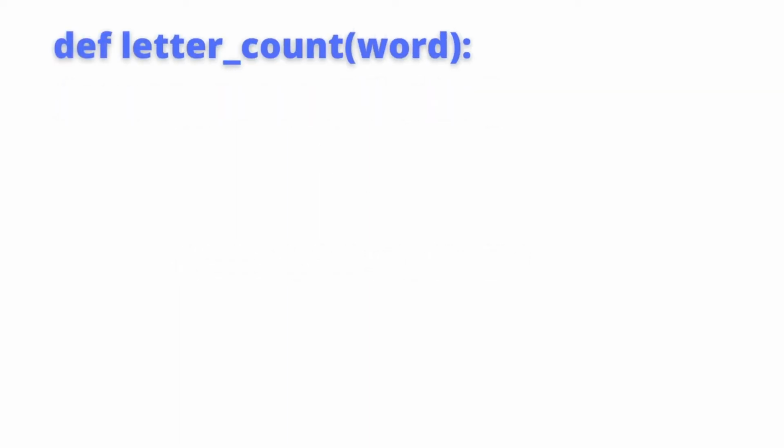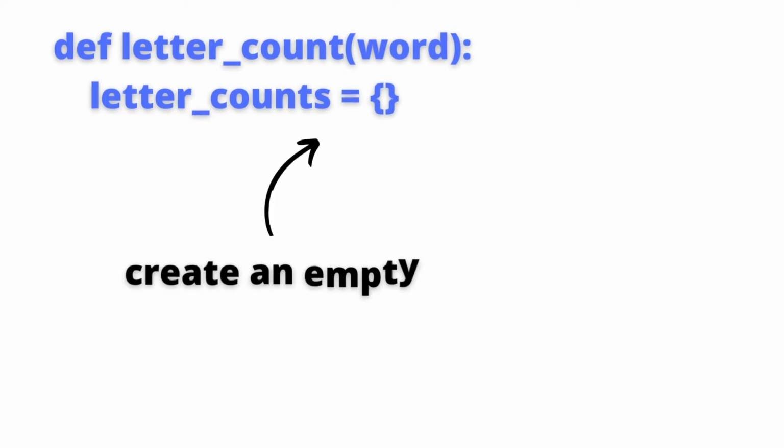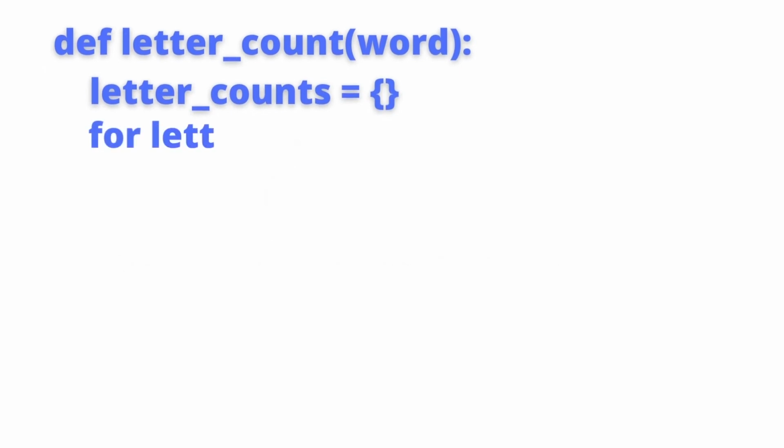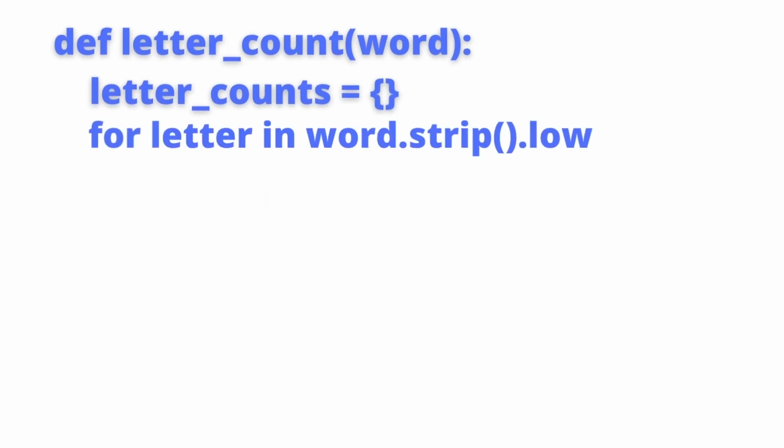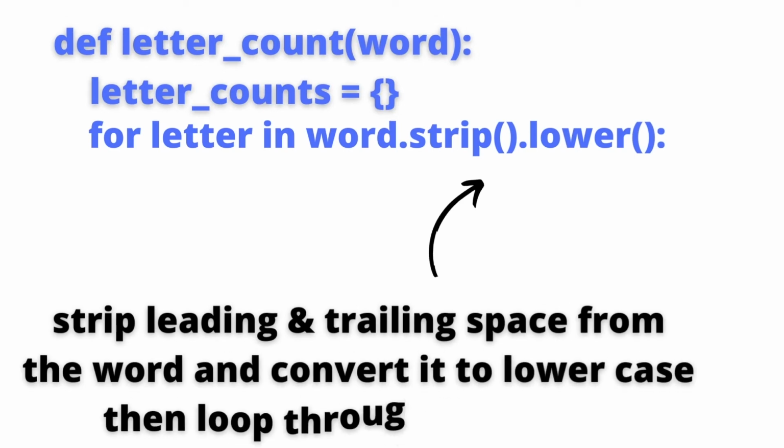Here we define the function. The function is passed the word as a string, and we create an empty dictionary, letter_counts, which will hold the letters mapped to their counts. We strip the word of leading and trailing spaces, and we convert the word to lowercase, and then we loop for each letter in the word.